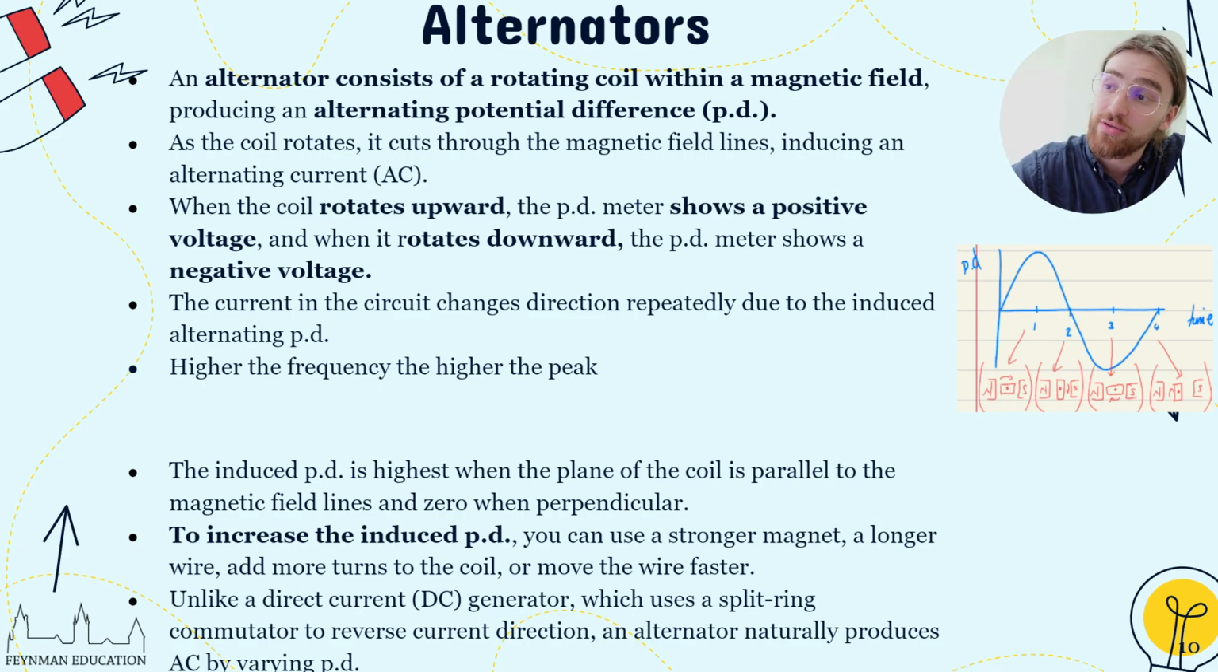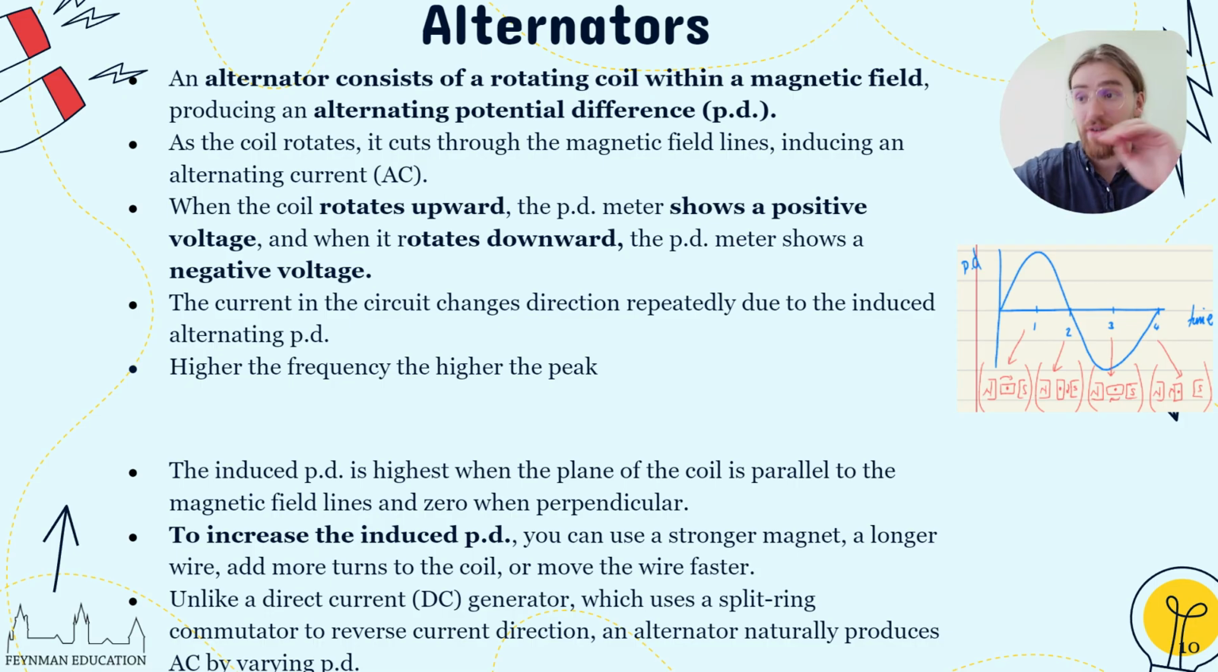And we can see there the induced potential difference is highest when the plane of the coil is parallel to the magnetic field lines, and 0 when it is perpendicular. When it's perpendicular, it's not cutting through as many lines, but as soon as it goes parallel, that's when we get our peaks, because as it's moving, it's cutting through the most magnetic field lines, as it's getting closer to those sources.